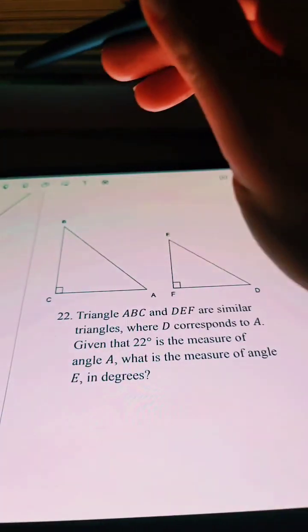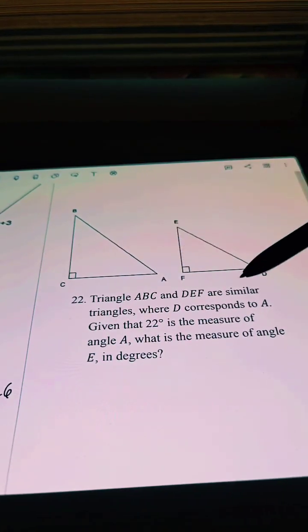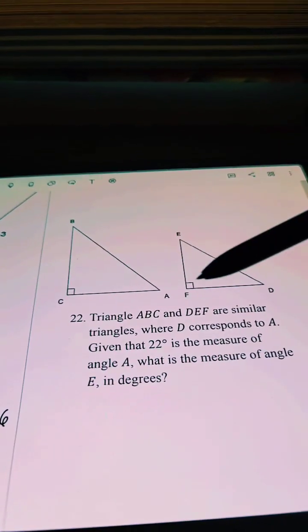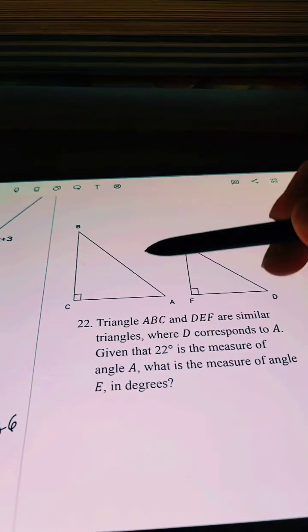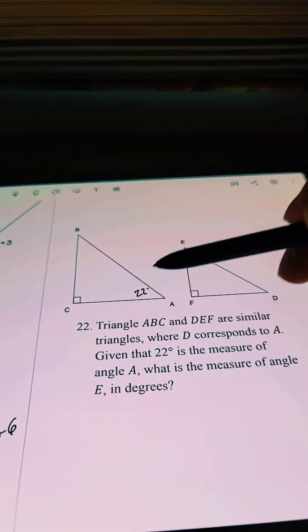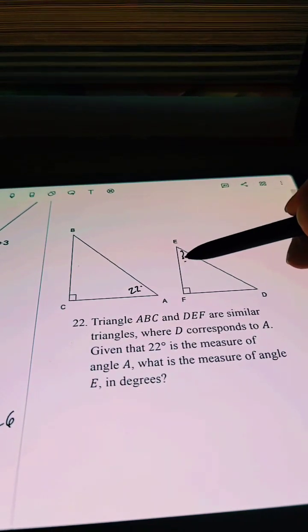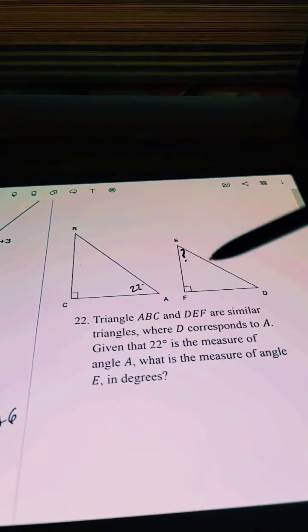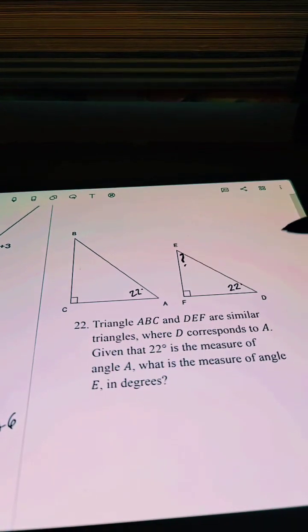Okay, and then number 22 says triangle ABC and DEF are similar triangles where D corresponds to A. So D corresponds to A, yeah, that matches. Given that 22 degrees is the measure of angle A, I'm going to write in 22 degrees right there. What is the measure of angle E in degrees? This is the question being asked, the measure of that angle. Now, if D corresponds to A, that means they're equal to each other. So this is also 22 degrees.